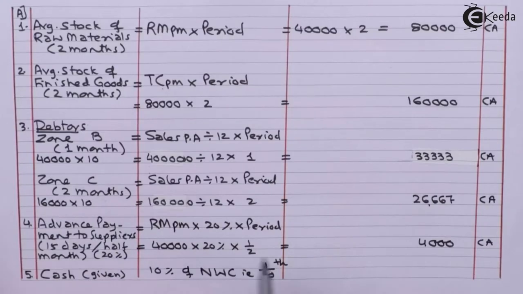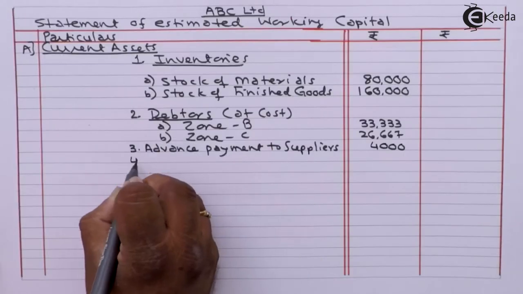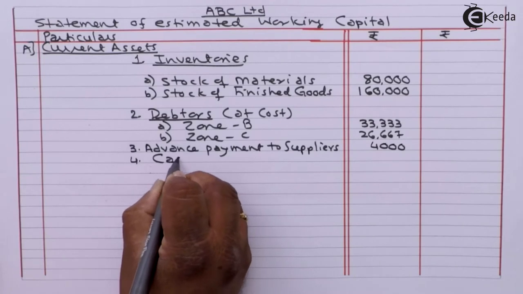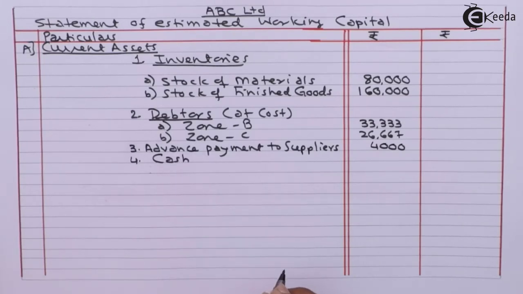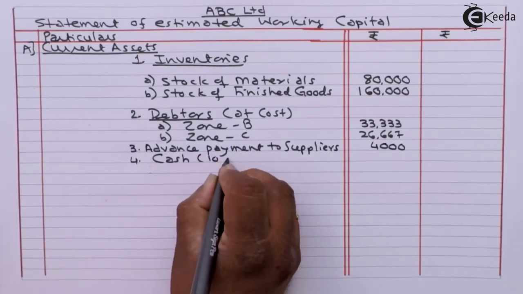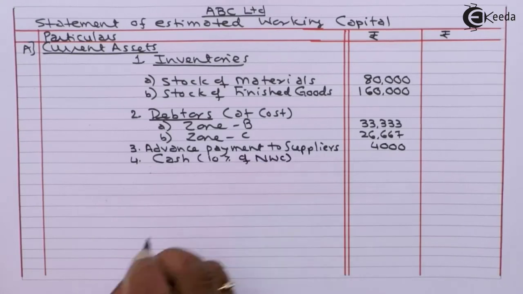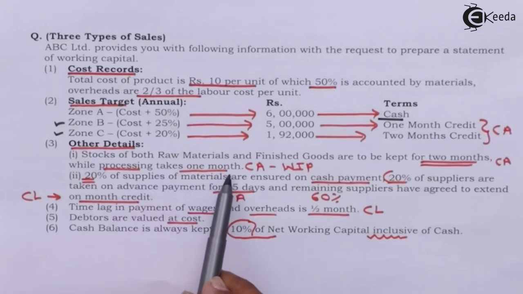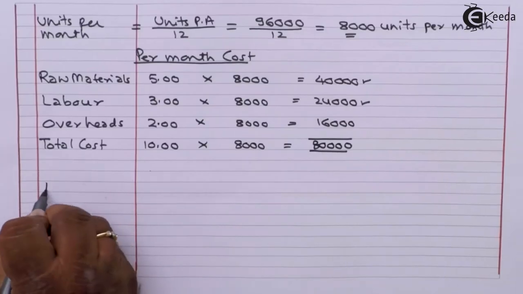Advance payment to suppliers, 4,000. Next, cash, 10% of net working capital. Processing takes 1 month. This is information for work in progress stock.